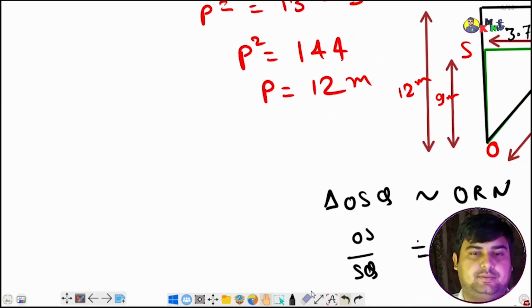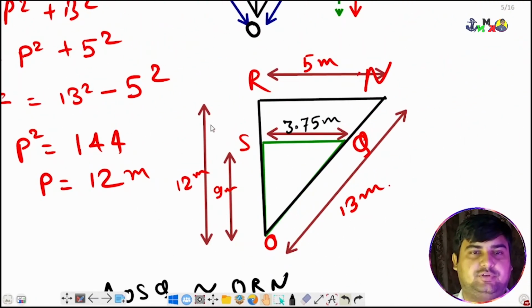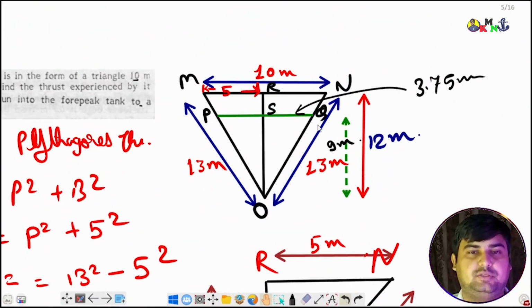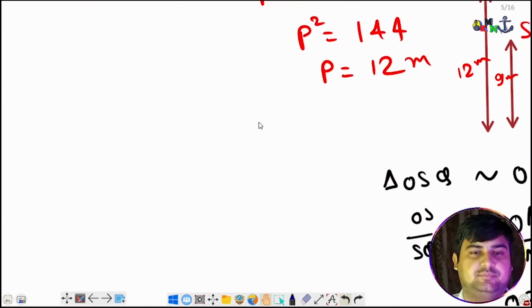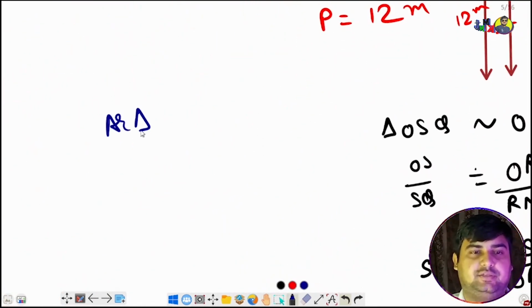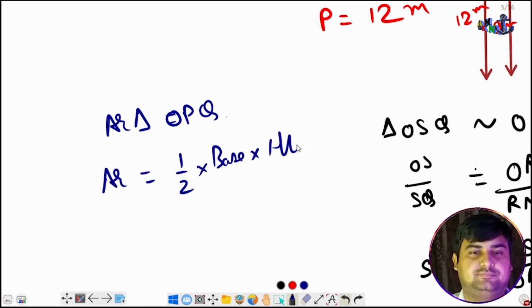So area of triangle OPQ. We need to find out area of triangle OPQ. This is the one, OPQ. Okay, we need to find out this area. So as we know, area is equals to half into base into height. Area of triangle, simple formula. So area of triangle OPQ, area is equals to half into base into height.